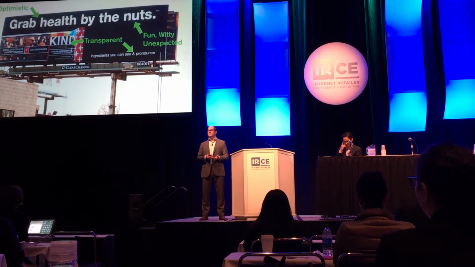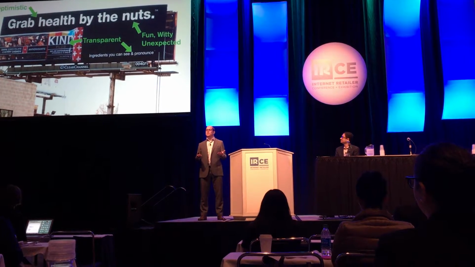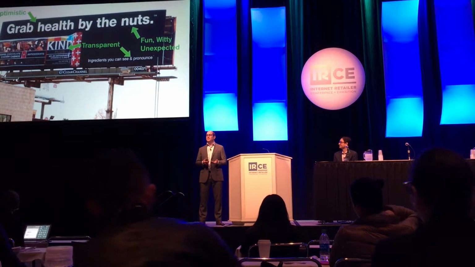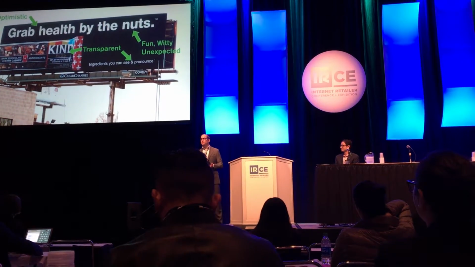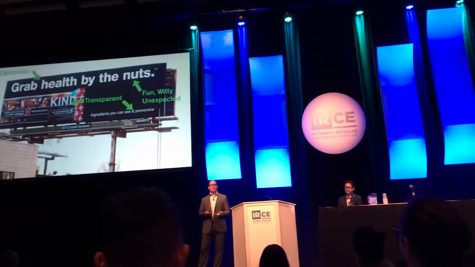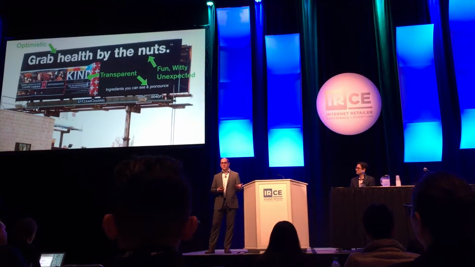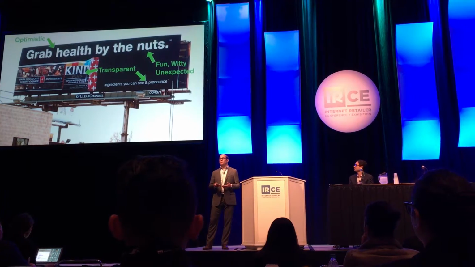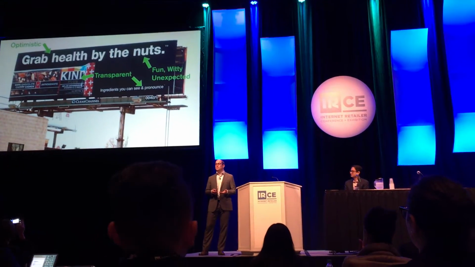So the first one is optimism, health. If somebody says they're healthy, they're an optimistic person, in our opinion. "Grab health by the nuts" is fun, witty. It's definitely unexpected for a CPG brand like Kind. And then finally, transparency, which is really important to us. So not only can you see through the packaging, but we're also saying the ingredients you can see and pronounce. So these are just an expression of how our content voice comes to life.